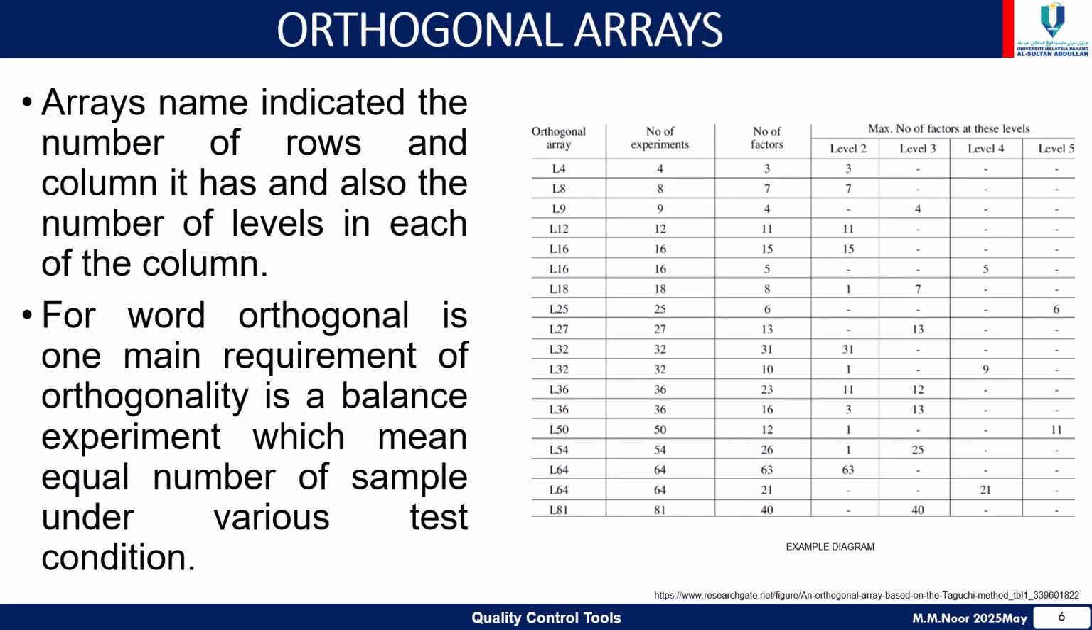The next one is orthogonal arrays. The array's name indicates the number of rows and columns it has, and also the number of levels in each of the columns. One main requirement of orthogonality is a balanced experiment, which means an equal number of samples under various test conditions. On the right side, there is an example diagram that I took from Google and put in here. So this is an example of an orthogonal array diagram.